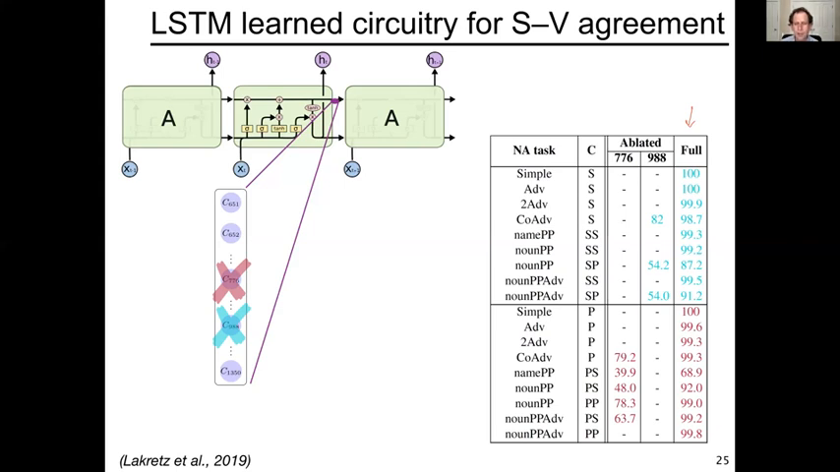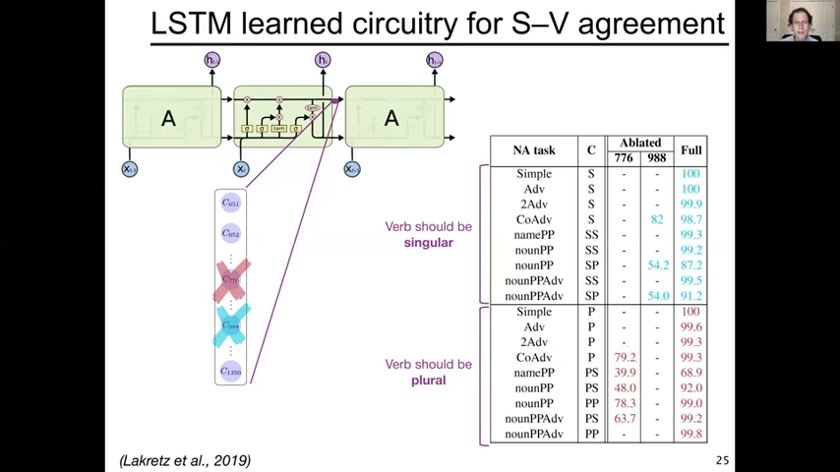If you knock out node 988, then what you find is that for a number of cases where the verb should be singular, there is a decrease in performance. It was not the case that knocking out node 988 made performance worse for cases where the verb should be plural. These minuses represent cases where there was not an appreciable decrease in performance. In contrast, when you knocked out node 776, you had the opposite pattern. The cases where the verbs should be plural were often impacted quite a bit, and the cases where the verb should be singular were not.